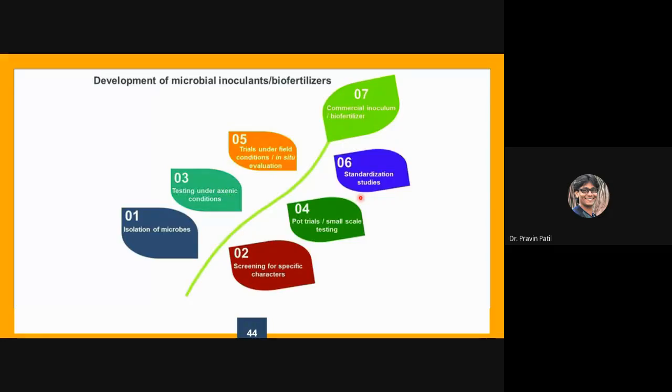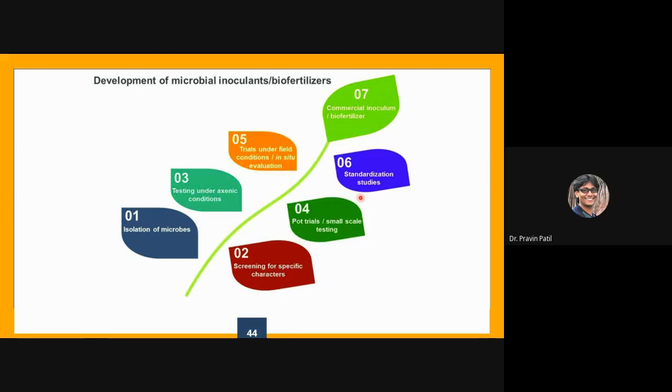Now we have the carrier, which is obtained from agriculture waste. Now we have to load the microbe. The microbe which you are loading must meet some criteria, and on that basis you have decided that you are going to use it.